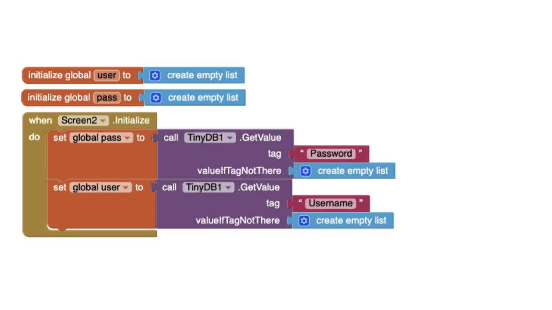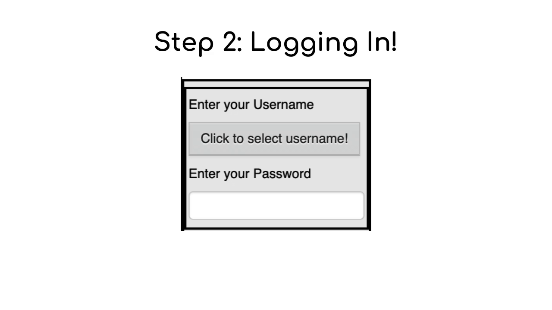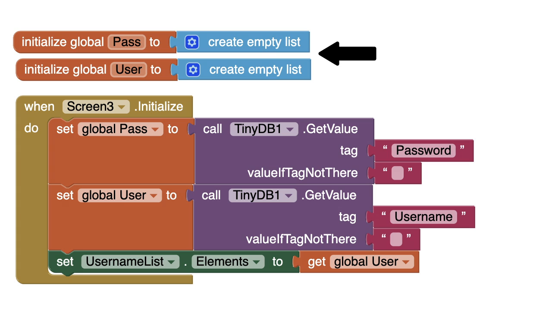If we look back at the top, where it calls the tag, if someone wants to make another account, instead of replacing the tags with an empty list, it brings back the existing list so you can simply add on to it. Now that we've dealt with making an account, let's log in. When we log in, we use variables to make 2 empty lists. Then, when the screen initializes, we set those variables to get the value stored in the TinyDB tags, username and password.